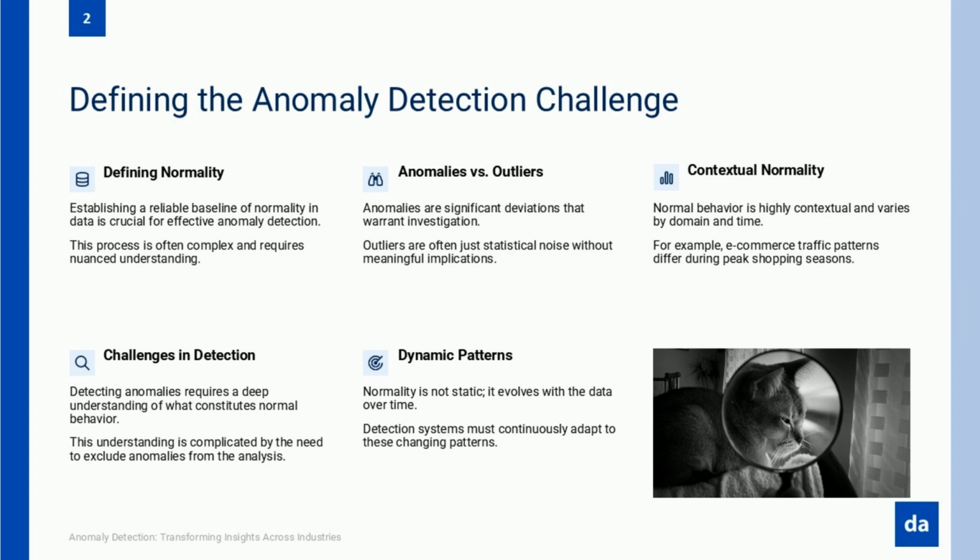It sounds straightforward, but in practice, it creates a fascinating paradox that confounds even the most sophisticated systems. To detect an anomaly, you first need to understand what constitutes normal behavior. But to define normal behavior, you need to identify and exclude anomalies from your analysis. It's a circular problem, one that requires nuanced thinking to solve.